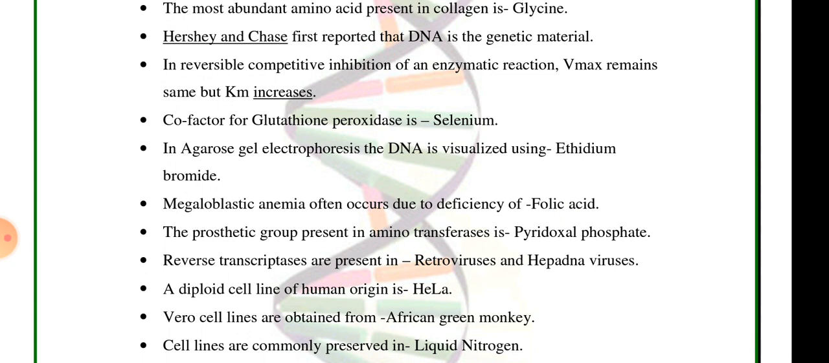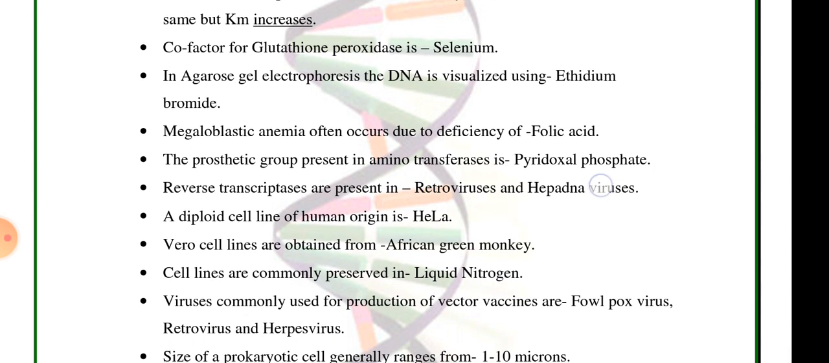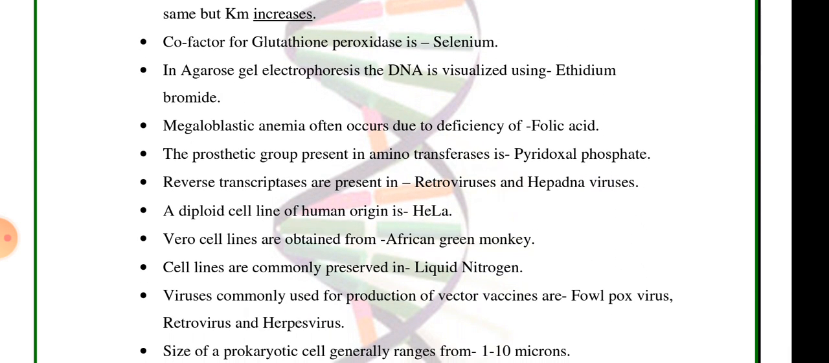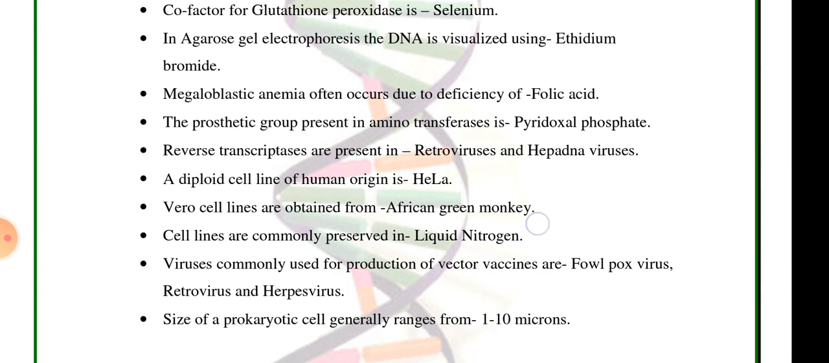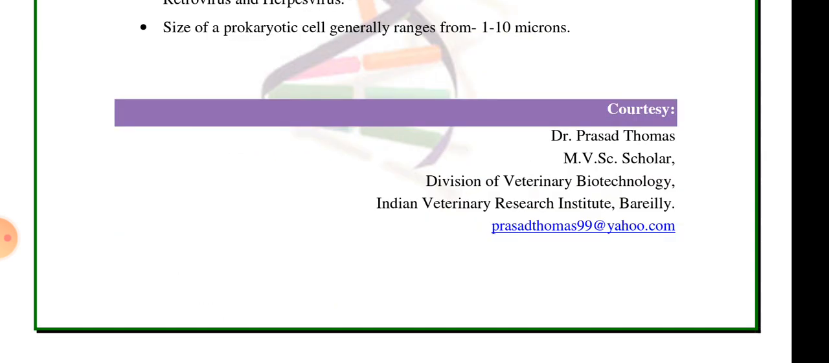Vero cell lines are obtained from the African green monkey. Cell lines are commonly preserved in liquid nitrogen at -196 degrees centigrade. Viruses commonly used for production of vector vaccines are large viruses such as fowlpox virus, herpesvirus and poxviruses. Coronavirus cannot be used as a viral vector as it is very small in size. Fowlpox, reo, retro, and herpes viruses are large in size, so they are preferred as vectors for vaccines. Size of a prokaryotic cell generally ranges from 1 to 10 microns.